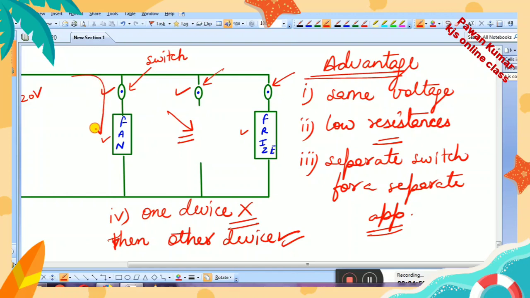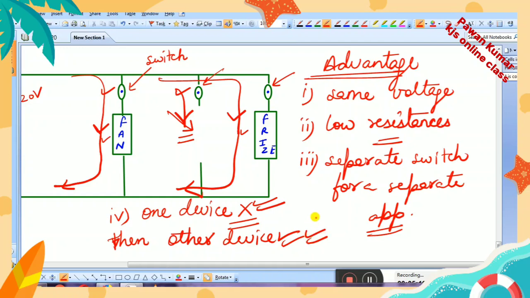Current will come through fan and will pass through, right? Current will come through this fridge and will pass through, while current will not come through this way because the circuit is open. So this is the advantage. If one device stopped working, then it will not provide any effect on the other devices. Other devices will work as like they were working earlier. So these are the 4 advantages.